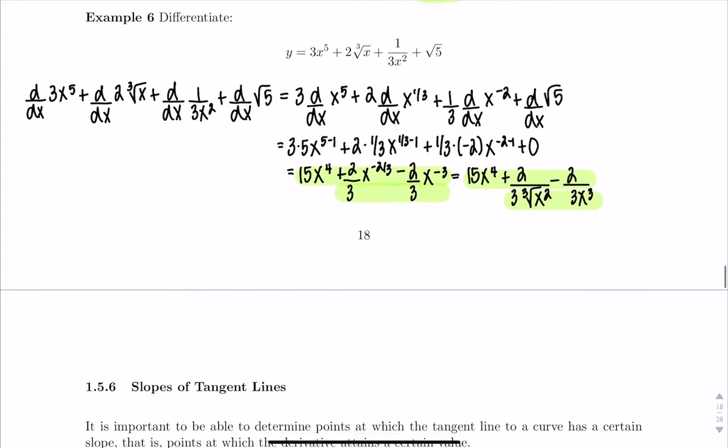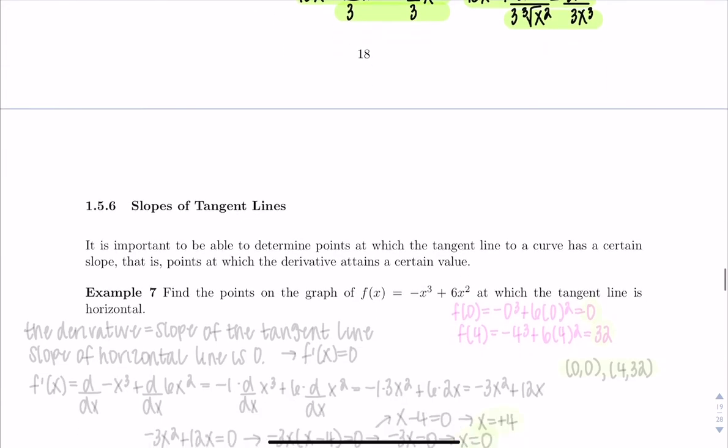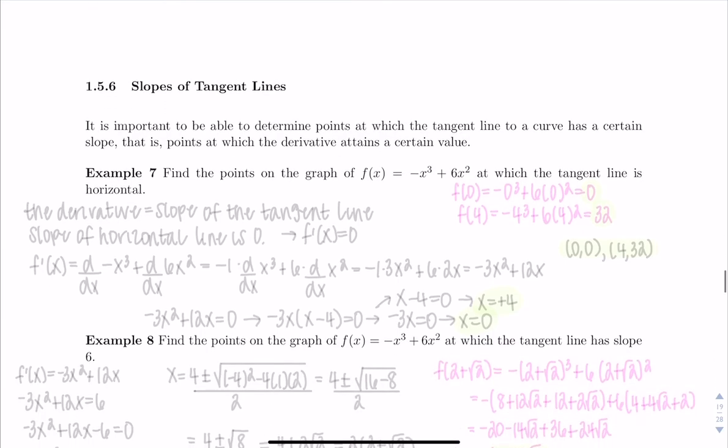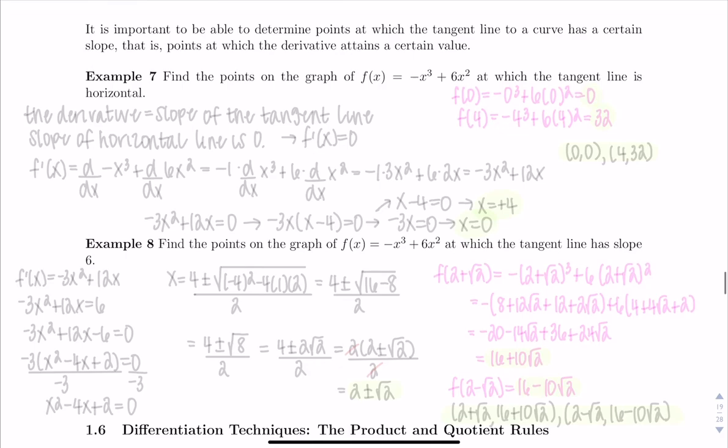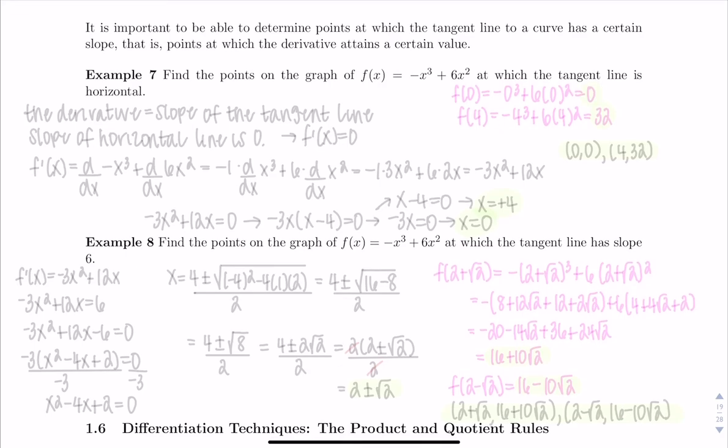So it's important to be able to determine points at which the tangent line to a curve has a certain slope, that is, points at which the derivative attains a certain value. So we want to find the points on the graph of f of x equals negative x cubed plus 6x squared, at which the tangent line is horizontal.